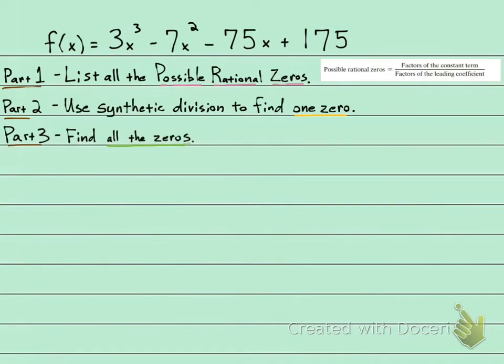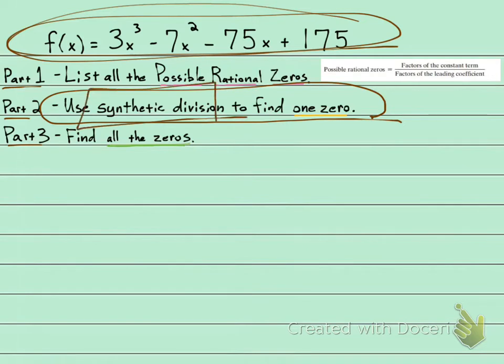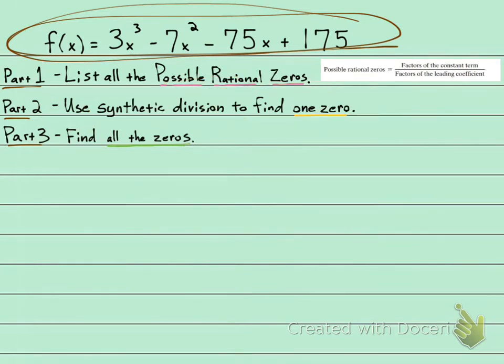Right, let's look at part 2. So we have this function right here, a polynomial function. We listed all the possible rational zeros. Now we need to use synthetic division to find one 0. Okay, and you have to use synthetic division. If you use any other version, that's not what they're asking for, so you won't get the credit for that.